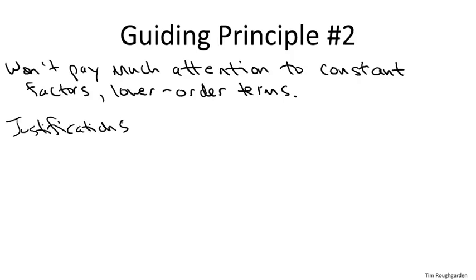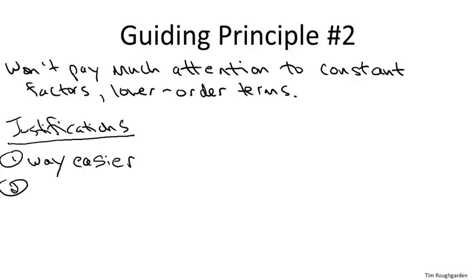Now, the question you should be wondering about is, why do we do this, and can we really get away with it? So let me tell you about the justifications for this guiding principle. So the first motivation is clear, and we used it already in our merge sort analysis, which is it's simply way easier mathematically if we don't have to precisely pin down what the leading constant factors and lower order terms are.